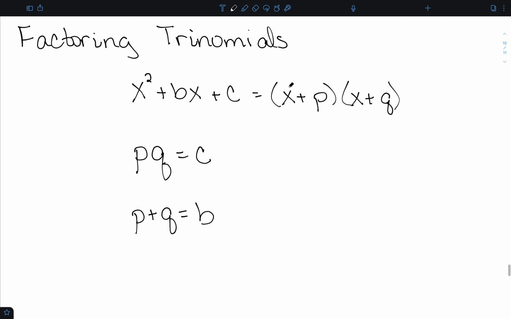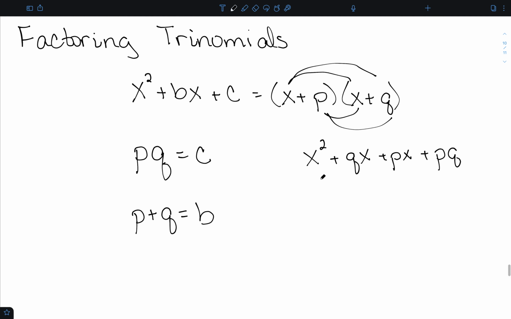We need this because if we were to multiply these two, we would have x squared plus qx plus px plus pq. Or x squared plus (p plus q)x plus pq. So I need the c to be equal to their product and the b to be equal to their sum.